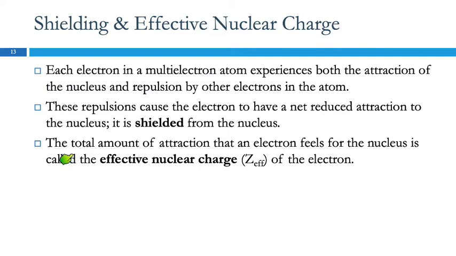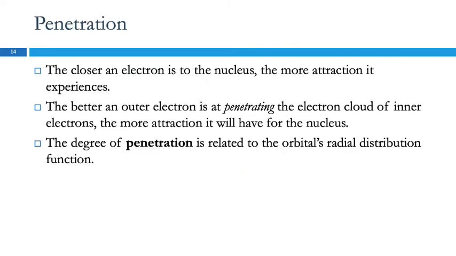So the total amount of attraction that an electron feels or sees for the nucleus is called the effective nuclear charge, Z effective. So the effective nuclear charge is dealing with Q1, Q2. If that's bigger, there's more attraction. If those are smaller, there's less attraction. And then as an electron gets closer to the nucleus, R gets smaller, and so the attraction also increases.